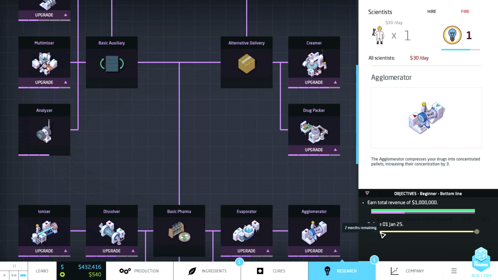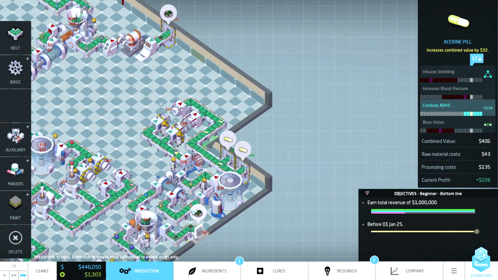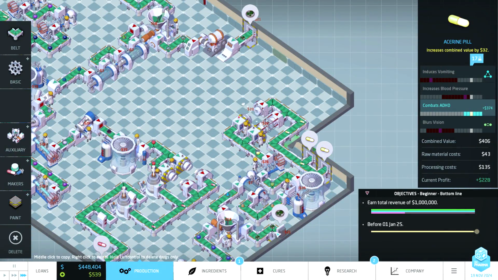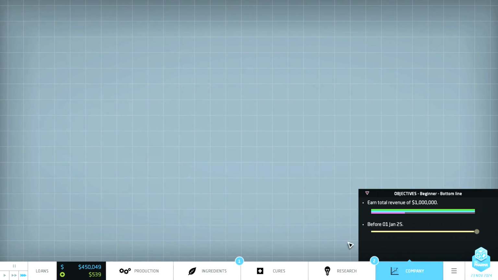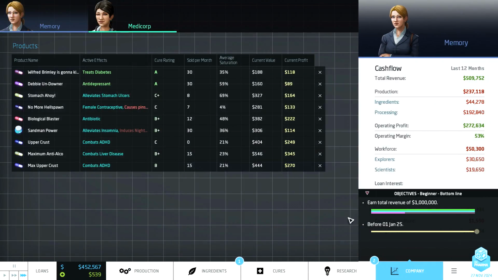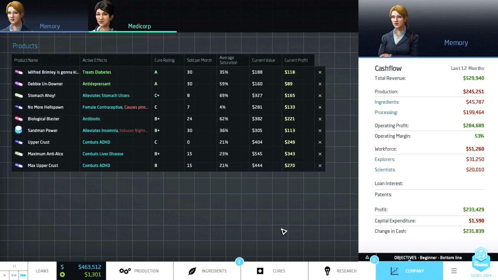2 months to go. It'll be November now, so it'll be 1 month remaining soon. Excellent. Let's get back to our production line and see how fast everything's moving. Let's go back to the company. That's going to make me dizzy watching that. All right, now we're into December. Okay, so far we're doing good. 53% operating margin. Let me slow this back down to just normal speed now.